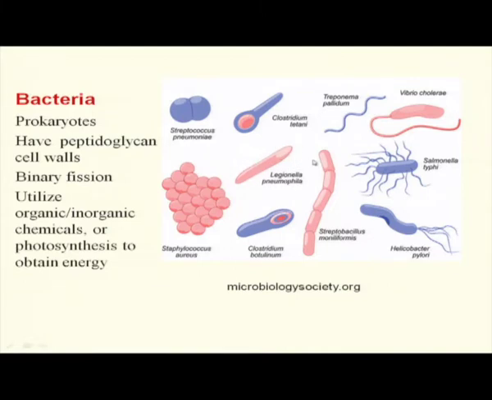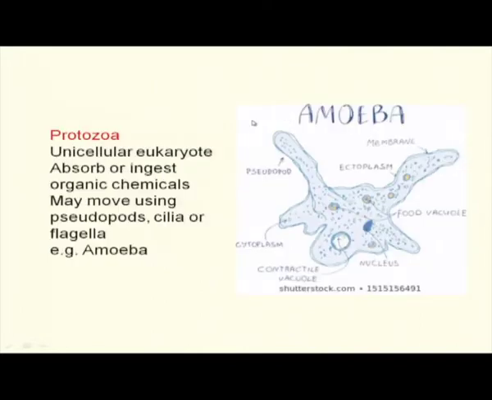Now, when we talk about this bacteria as a class or a domain, they can be phototrophs, that is autotrophs, or heterotrophs, meaning many utilize organic and inorganic chemicals to synthesize their food, or many can do photosynthesis to obtain energy. Then we come to the class protozoa. A very well known example of this is amoeba. This is a unicellular eukaryote. They normally absorb or ingest organic chemicals.